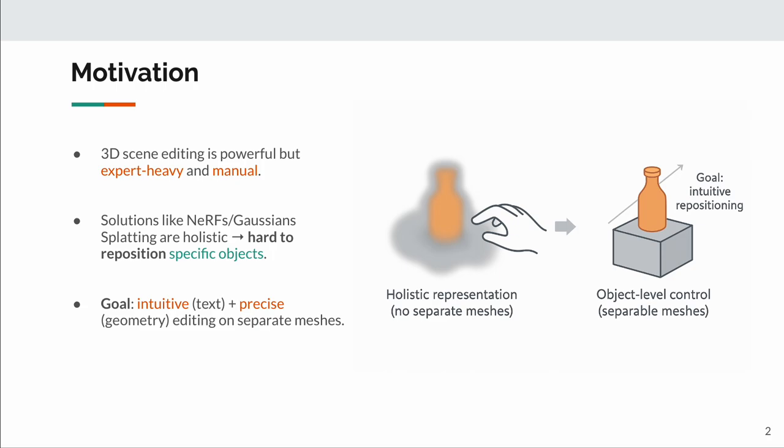3D scene editing nowadays is still manual and expert heavy. State-of-the-art solutions like NeRFs and Gaussian splatting have advanced really, but they are still holistic. Their objects are fused into one representation, so it's very hard to move a single item. Our goal is to combine the intuitiveness of text commands with the geometric precision of formal math, while working on separate editable meshes.